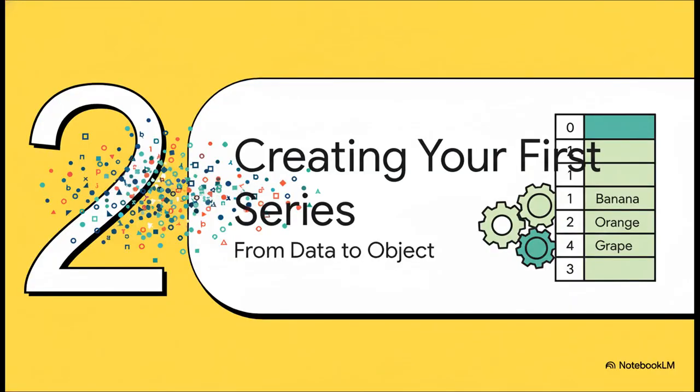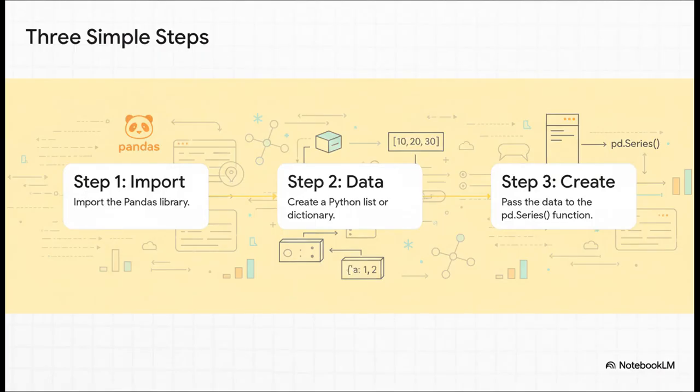All right, enough theory. The only way to really get this stuff is to roll up our sleeves and build one. Let's see just how easy it is to turn a simple list of data into one of these powerful series objects. You might be bracing for something complicated here, but it's ridiculously simple. It's really just 3 steps.